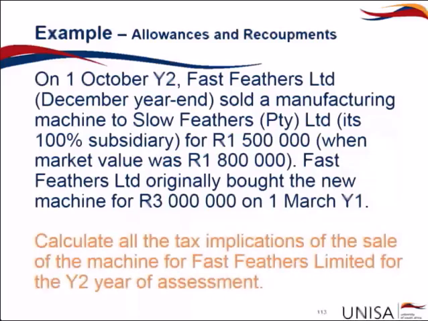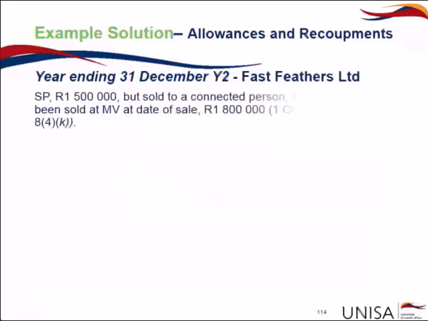What must we do? We need to calculate the tax implications on the sale of this manufacturing machine, which is sold to a 100% subsidiary, which is a connected person. We sold it for 1.5 million when the market value was 1.8 million, and we originally paid 3 million for it. We are selling it now in year 2, and we purchased it in year 1. If we calculate the tax implications in year 2, assuming a December year end, what is the selling price that we should apply in this case?